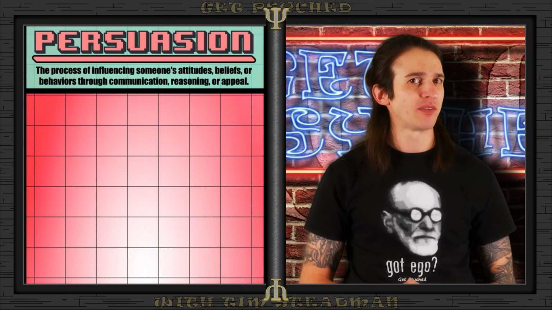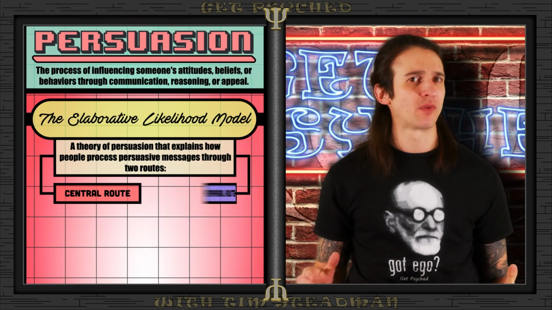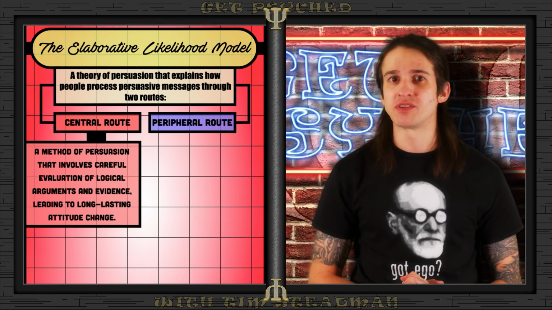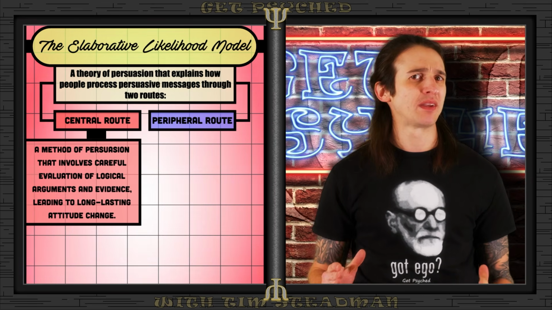Now let's talk about persuasion, which is all about how we influence people to change their attitudes or behaviors. There are two main paths to persuasion, the central route and the peripheral route. The central route to persuasion focuses on logic, evidence, and critical thinking. This is where the quality of the argument really matters.